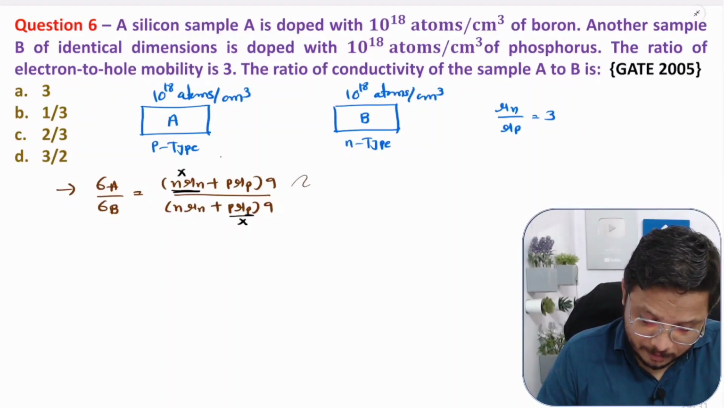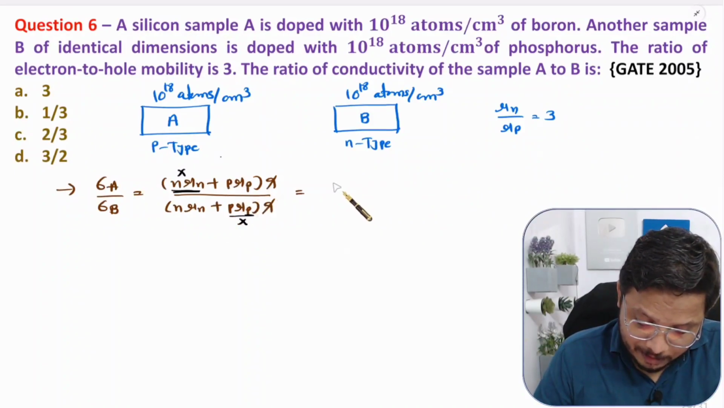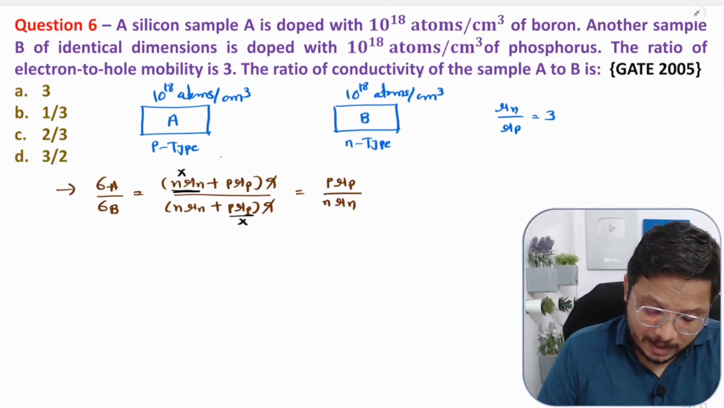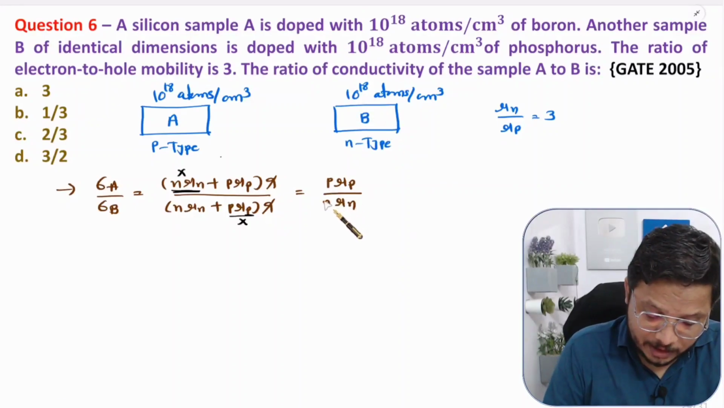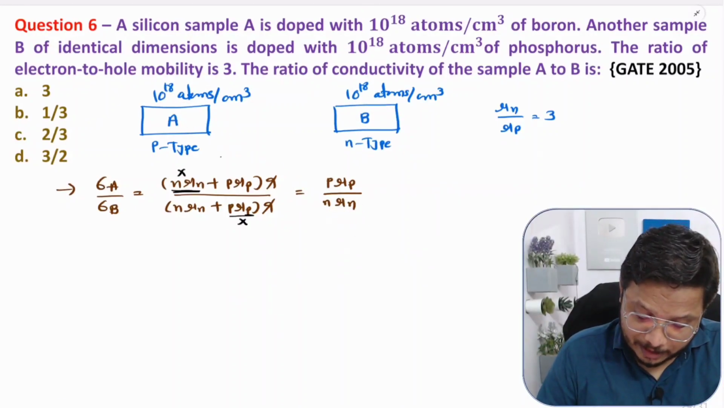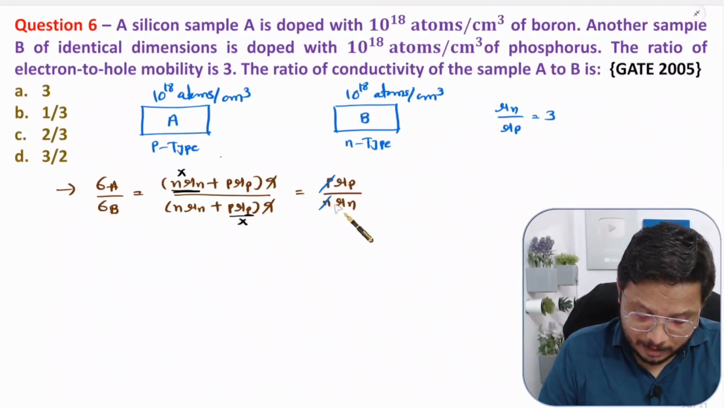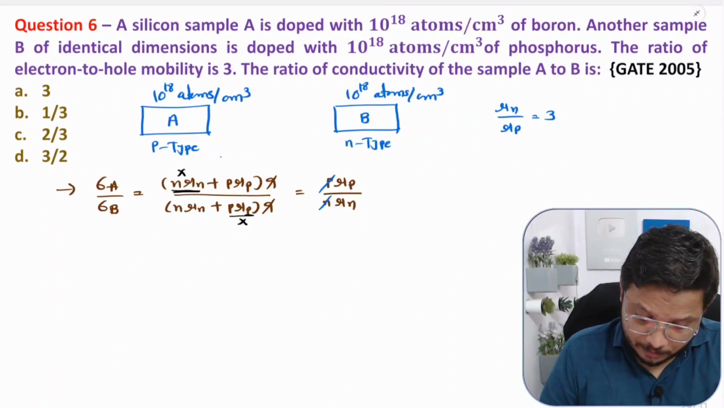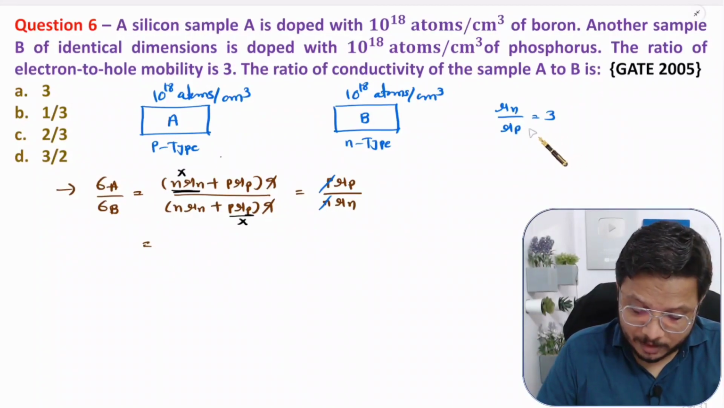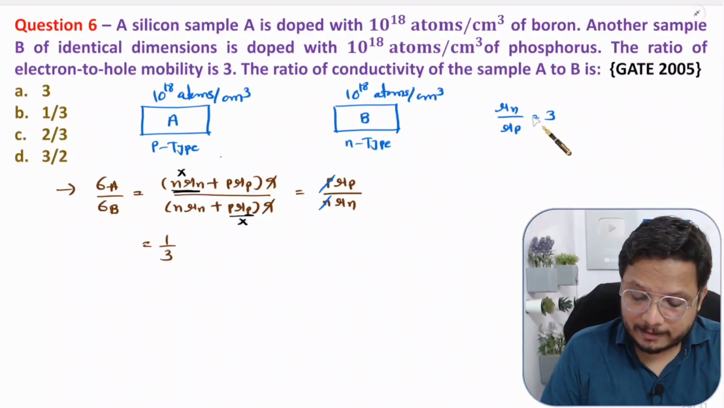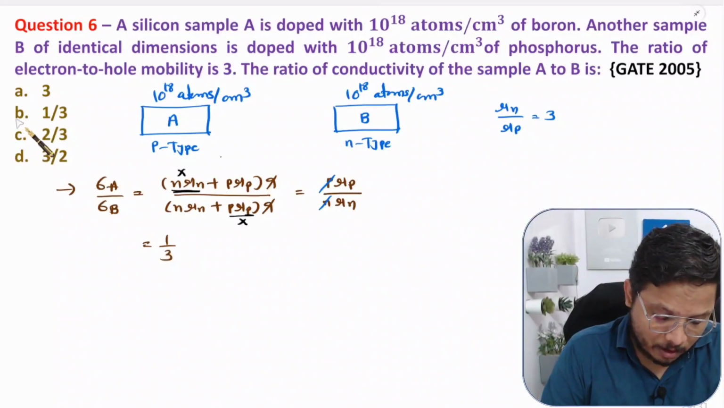So here what will happen? The charge q will get cancelled, and in the numerator you will have P mu P, in the denominator you will have N mu N. See, the concentration of P and the concentration of N are both equal, right? So you can even cancel this out. Why? The reason is that 10 to the power 18 is the concentration of P, and the concentration of N is also 10 to the power 18. So we can cancel it. And what is given to us? We have been given mu N by mu P, that is 3. And here we have mu P by mu N. So you can say your answer is 1 by 3, right? Mu N by mu P is 3, so mu P by mu N will be 1 by 3. So this option is the correct one.